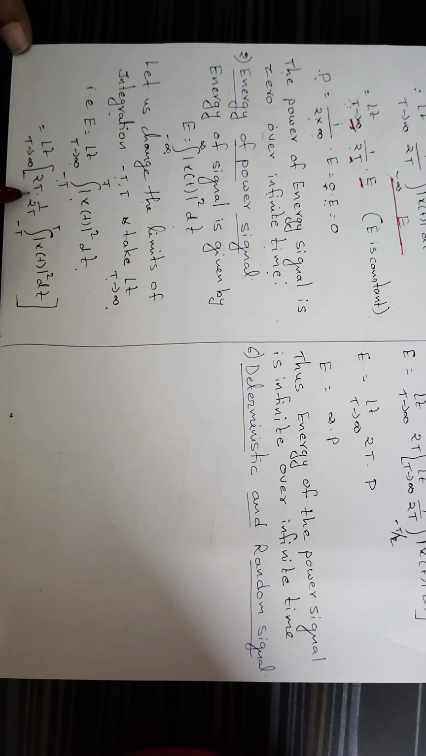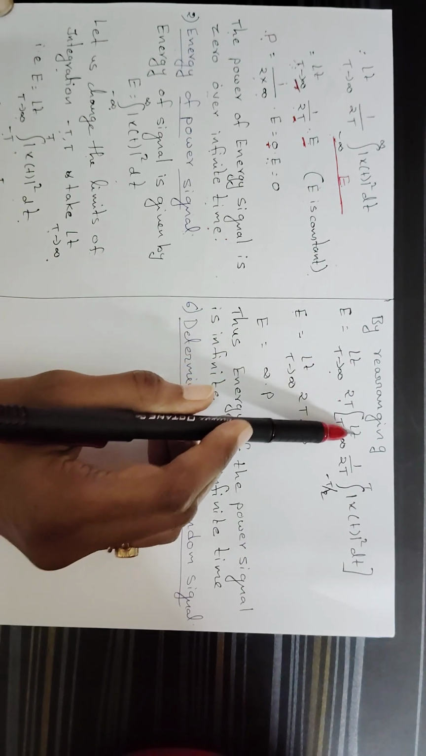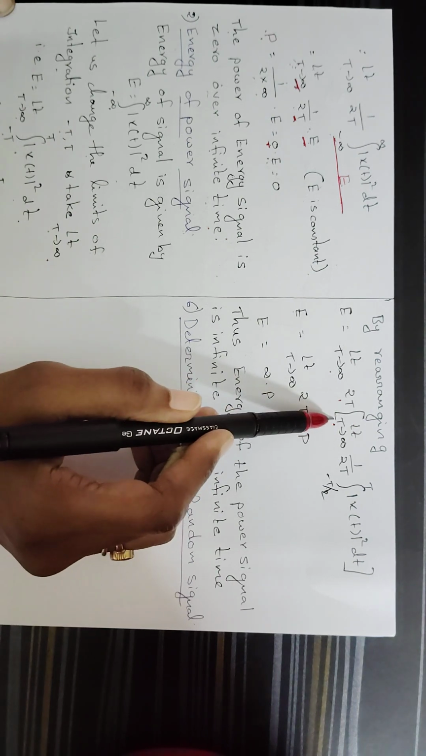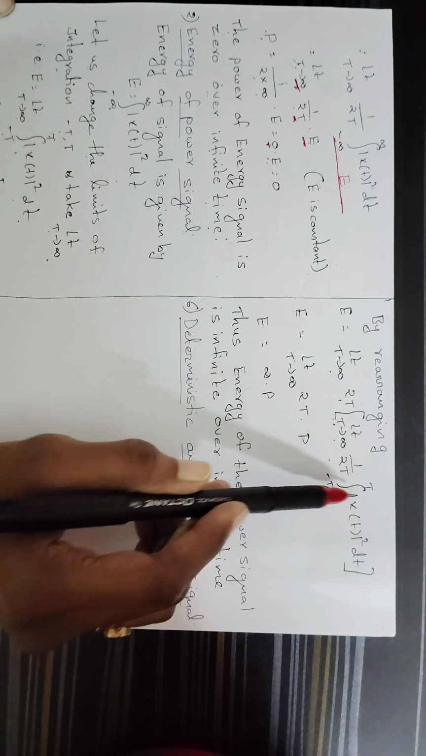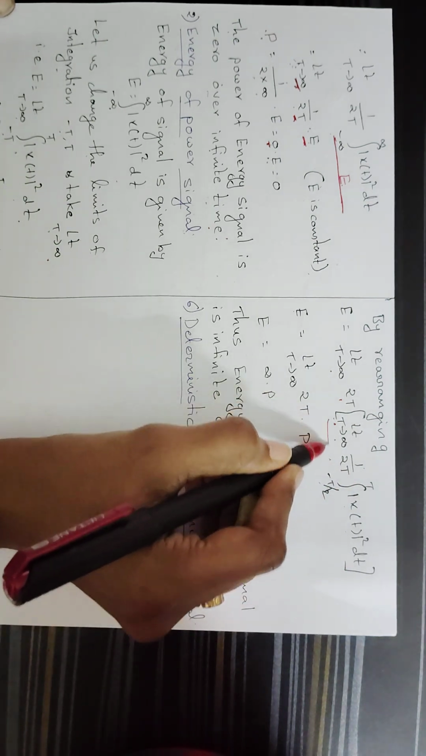For that power signal, there is a 1 by 2t. So for that I am multiplying 2t into 1 by t. Here the value is 1. So here limit t tends to infinity 2t into 1 by t remaining part. So rearranging all the terms, E is equal to limit t tends to infinity 2t. So you have to expand this limit to integration also. That is limit t tends to infinity 1 by 2t integration minus t to t mod x of t whole square into dt.